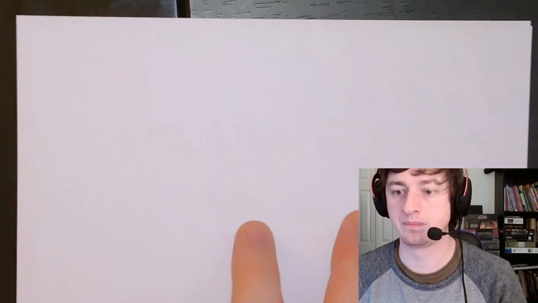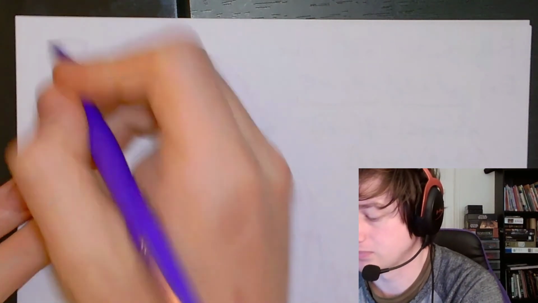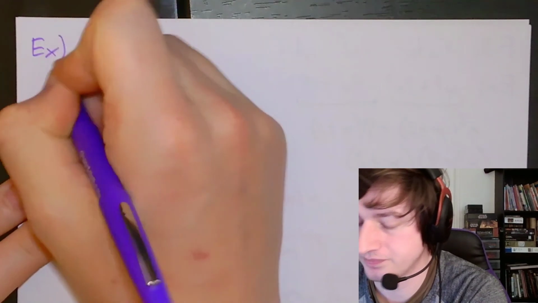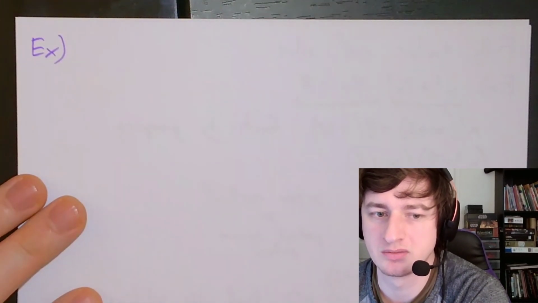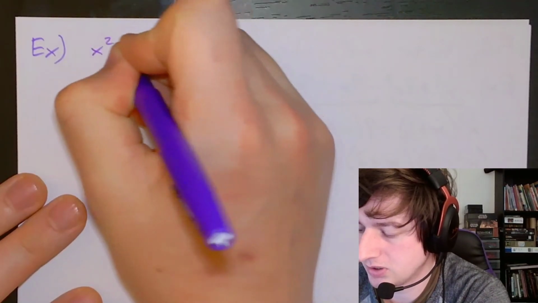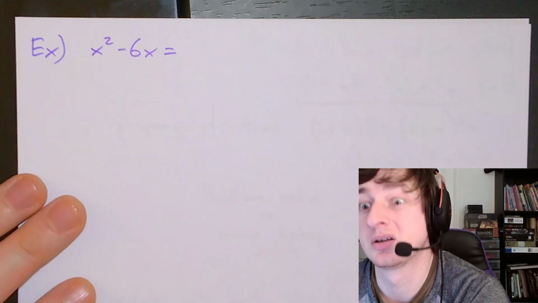Homework is going to have a couple things I haven't talked about yet. Sometimes it's not in standard form. So we're going to do kind of an easy one. x squared minus 6x equals, what would it be? 9?